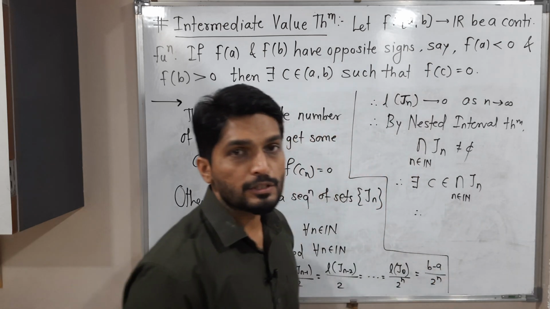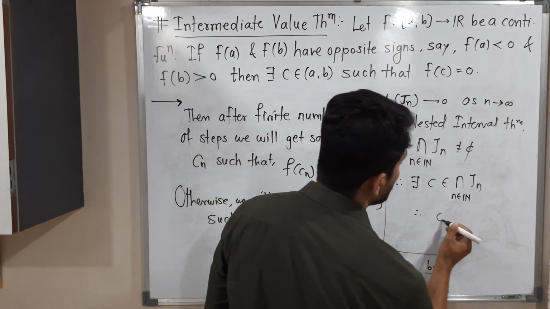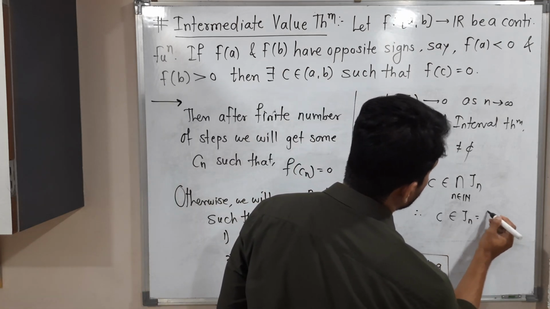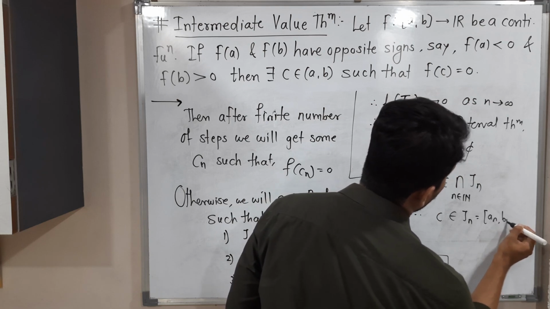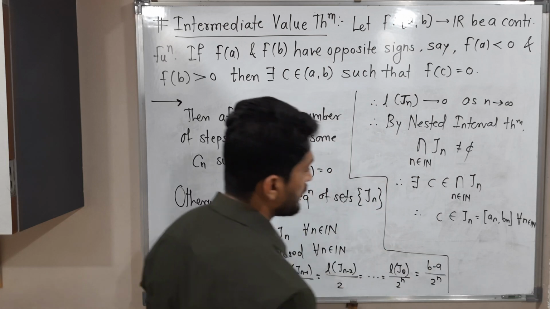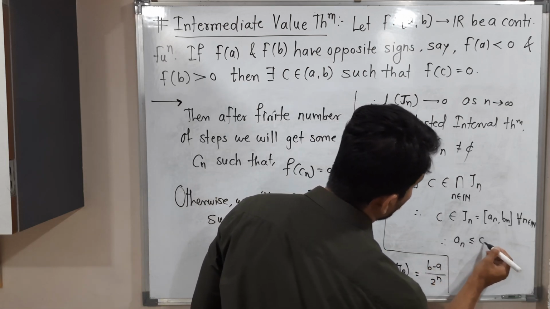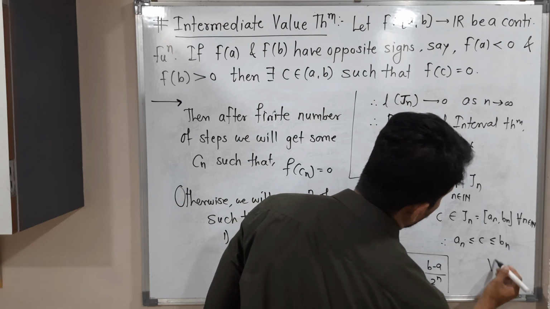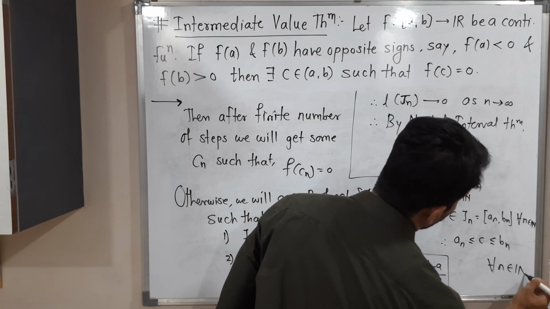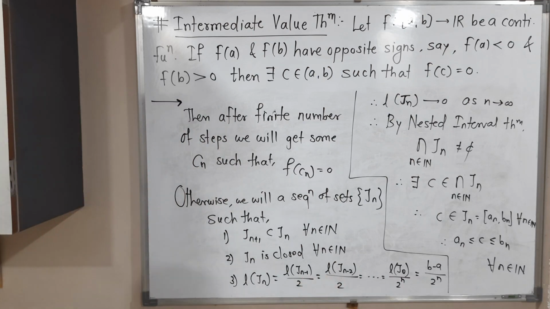It is in the intersection, that means it is present in each and every set. So c belongs to Zn, and what is my Zn? This is an comma bn. It is true for all n belongs to the set of natural numbers, right? So c belongs to this interval. That means an less than or equal to c less than or equal to bn for all n belongs to natural numbers. Okay, so just make a screenshot of it, then I will go further.